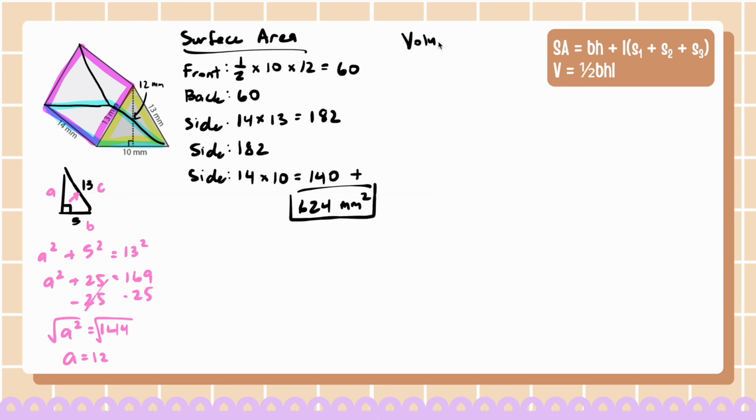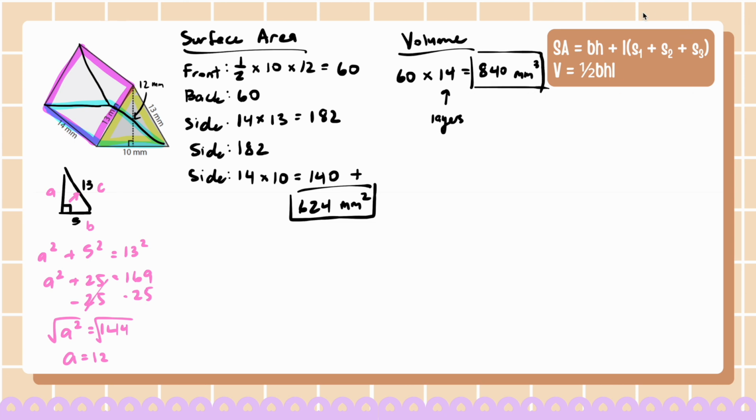All right, for volume, again, we're going to take the area of one of the triangular bases, which is 60, and I want to multiply it by however many layers there are of that triangle. So that's 14. So these are my layers. 60 times 14 gets me a total of 840 millimeters cubed. And this is my final volume.